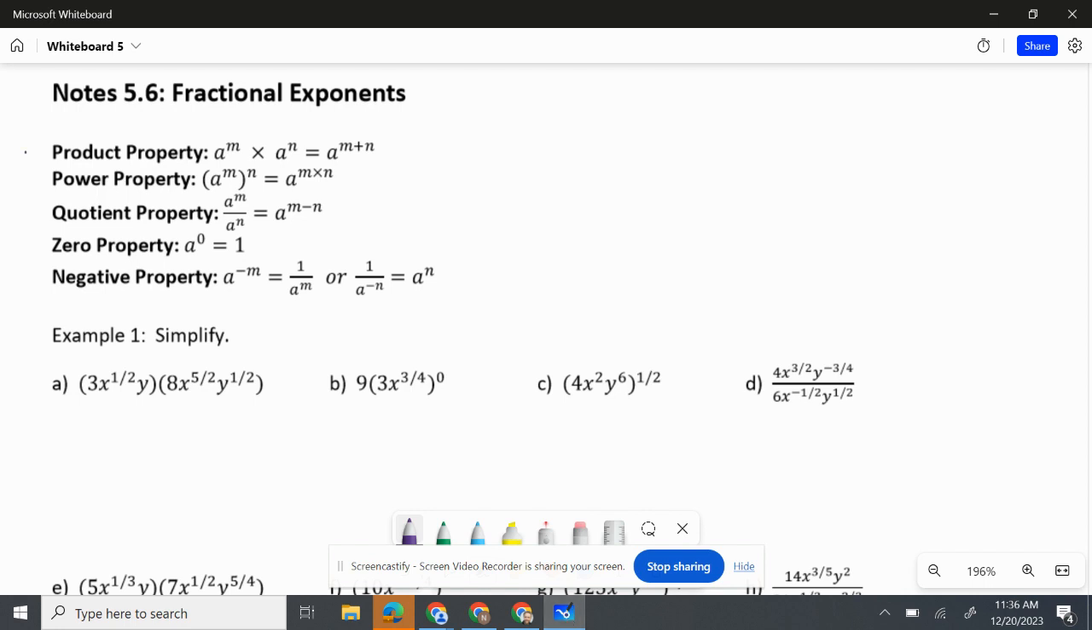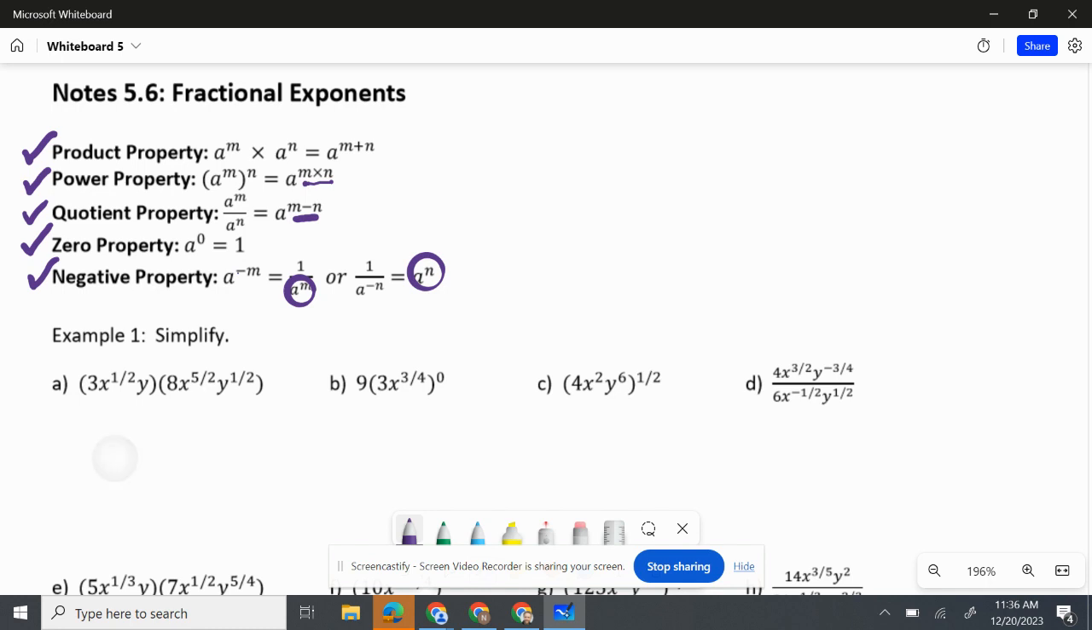Product property, whenever we multiply, we add the exponents. Power property, whenever we raise an exponent to an exponent, we multiply them. Quotient property, whenever we divide, we subtract the exponents. Anything to the 0 power is 1, and whenever we have a negative exponent, we flip it from being in the numerator to the denominator, or the denominator to the numerator.